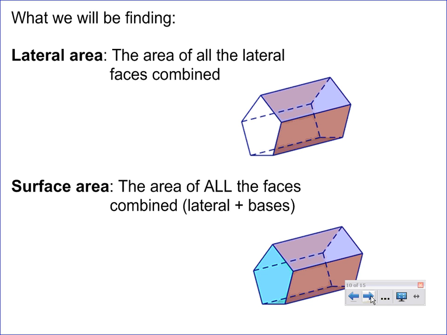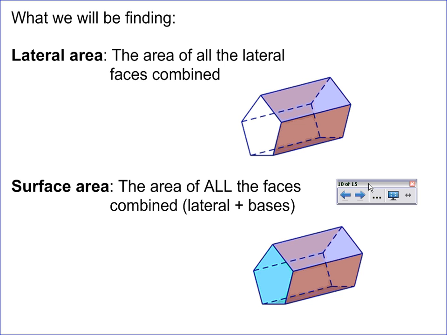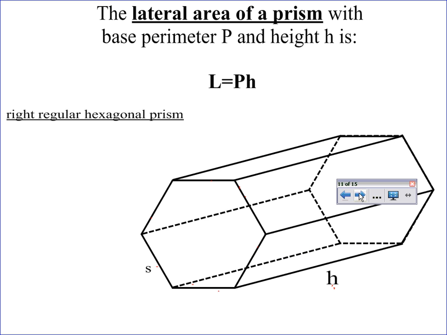What we'll be finding is lateral area and surface area. Lateral area is the area of all the lateral faces. Surface area is the area of all the faces. So lateral and your two bases.